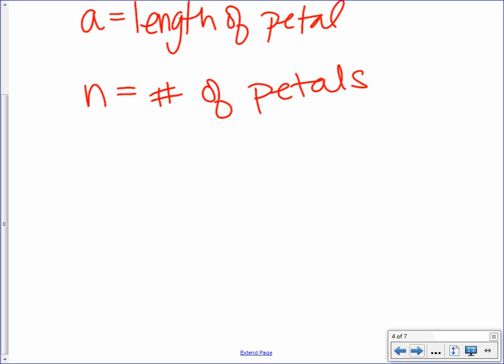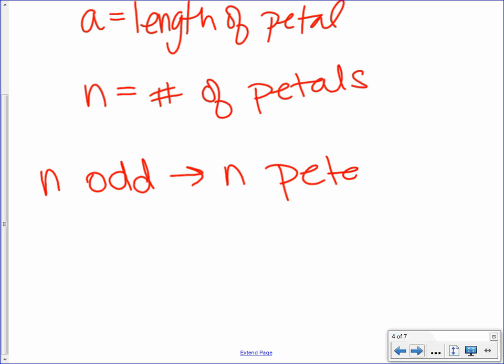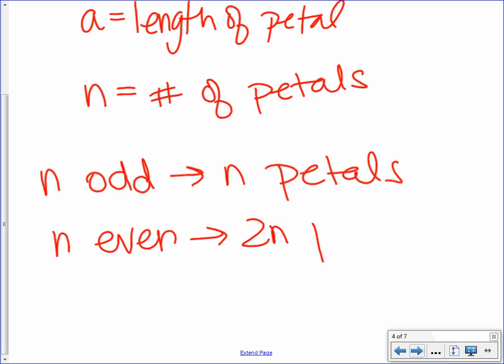Pod 2, tell us what happens with N. If it's odd, then it's the number. But if it's even, then it's double that. Okay, this is what Shelby just described to me. Do you agree with what Shelby described? So if that coefficient is even, we have to double it, and that's how many petals we're going to have. If it's odd, that's the number of petals we're going to have.